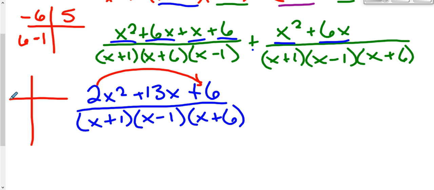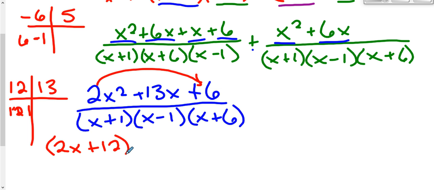2 times 6, which is 12. And the numbers will have to multiply to 12 and add to the 13 from the middle. Those values will be 12 and 1, and they will both have to be positive. So my factors here, I'm going to do it off to the side because I have one more step to fake factor. They're going to be 2x plus 12, because remember I have to put ax in both parentheses, and 2x plus 1, and then we'll have to divide 2 back out.